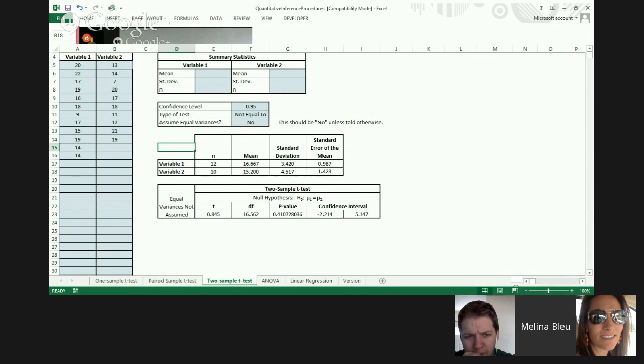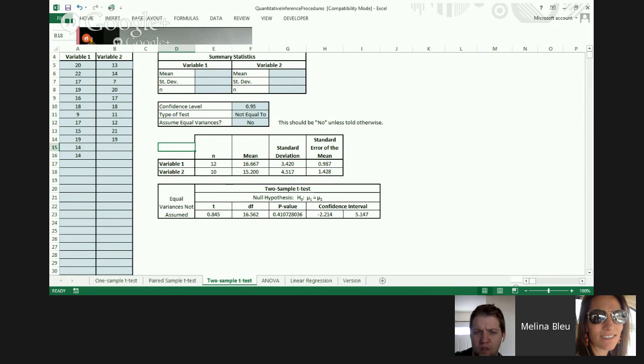Okay, what decision do you make? Well, it's a 0.05, so it's greater than, so we failed to reject again. Yeah. Okay, and then it says give a 95% confidence interval.